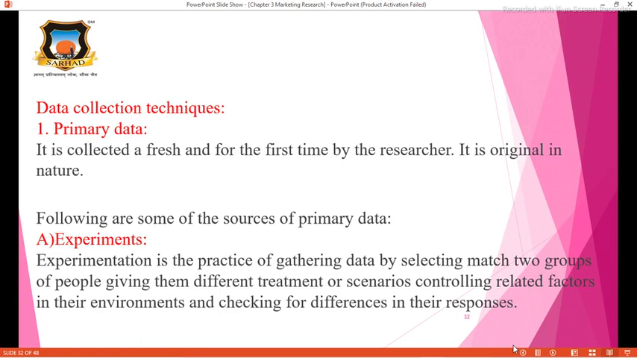The first is experiments. Experimentation is the practice of gathering data by selecting matched groups of people, giving them different treatments or scenarios, controlling related factors in their environments and checking for differences in their responses.